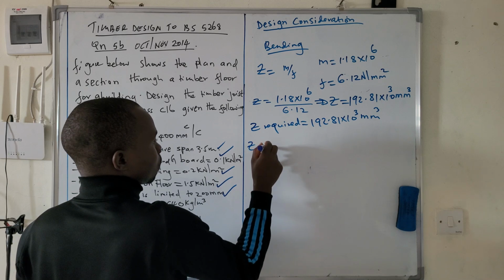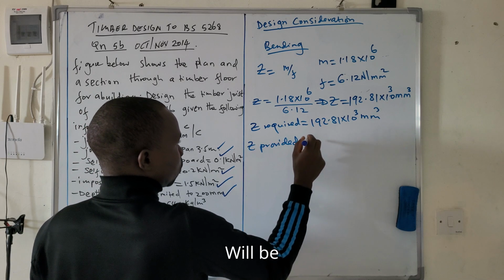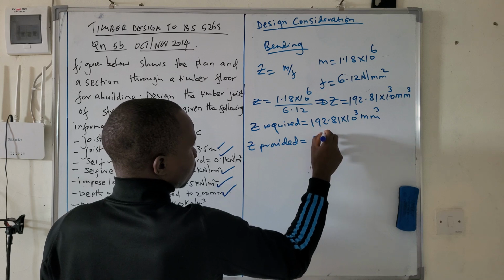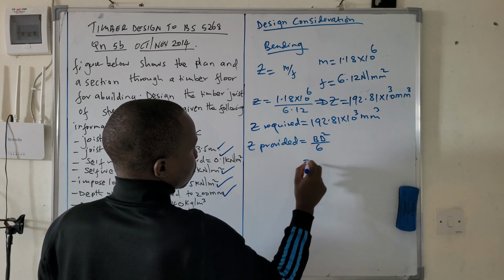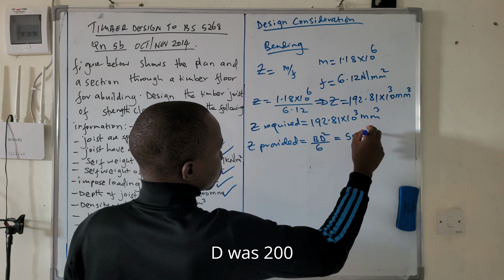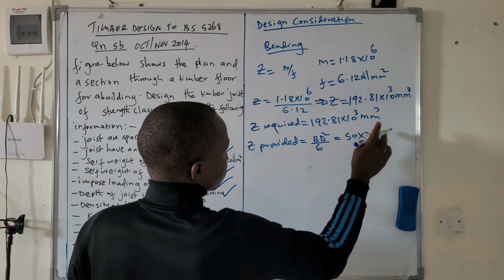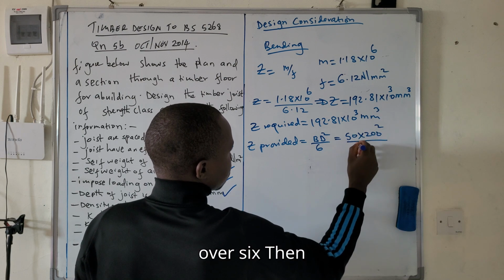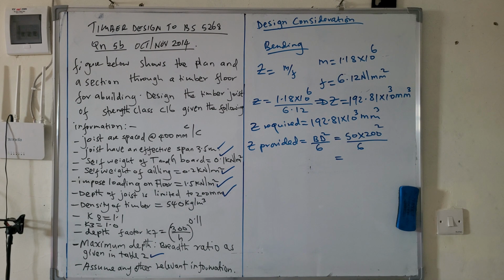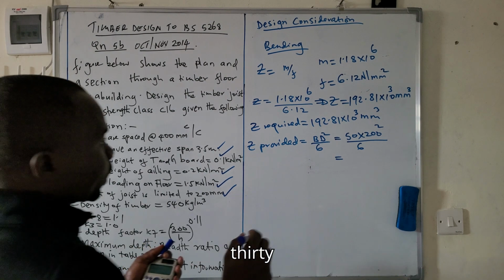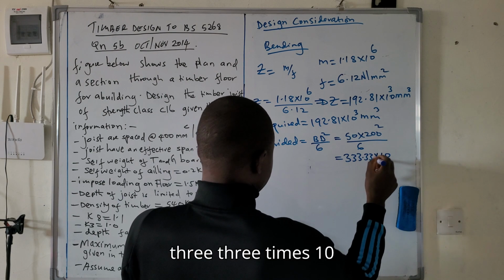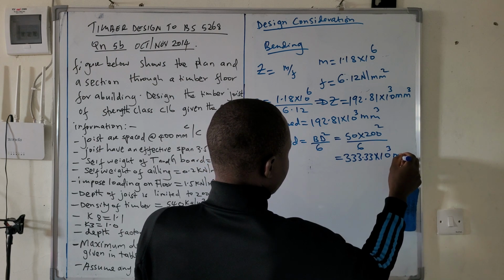Then Z provided will be BD square over 6. So our B was 50 and our D was 200 square over 6. Then you punch your calculator to get your answer. So the answer is 333.33 times 10 raised power 3 millimeter cubed.